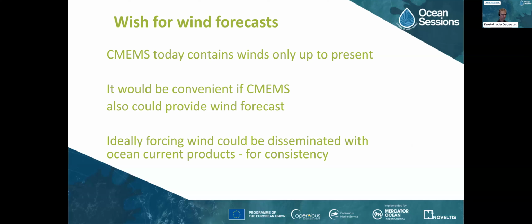So actually, I think we have just maybe one wish, because there are wind products, but only up to present. But for situations where there is a request for simulation from now on into the future, which is of course very relevant, it would be nice to have also the winds from Copernicus. And especially it would be nice if all the ocean current products could contain the winds that were used for the forcing, because then we also have a consistent wind and current dataset, and that's also a big advantage. So I think I heard some rumors that a wind forecast will come to Copernicus, and I think that would be very much welcome.